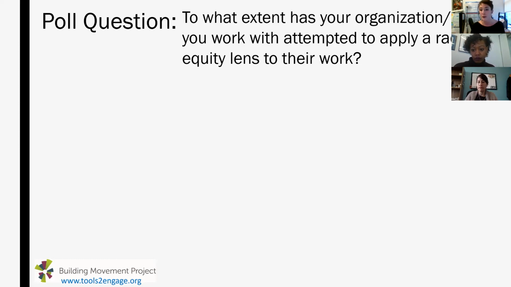And then we've got some nice variety here: about 25% feel their organizations are doing this a bit, about 18% feel somewhat, 15% of respondents are saying their organizations aren't really attempting to apply a racial equity lens to their work, and about 7% are saying not at all. So we're hoping this will also give folks some ideas for how to start this conversation if that's where you're at. Great.